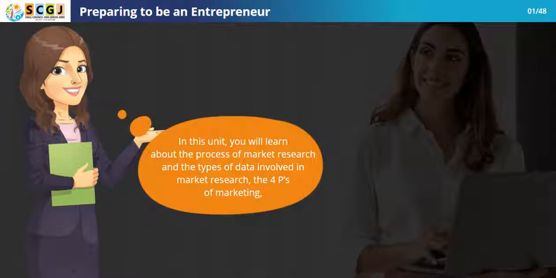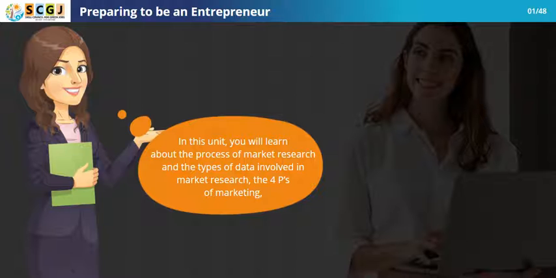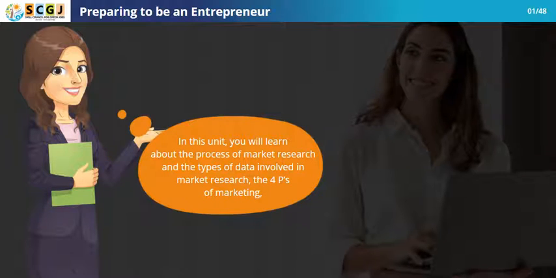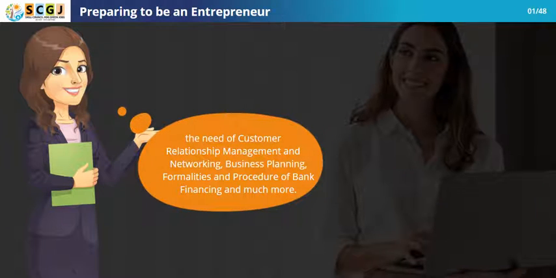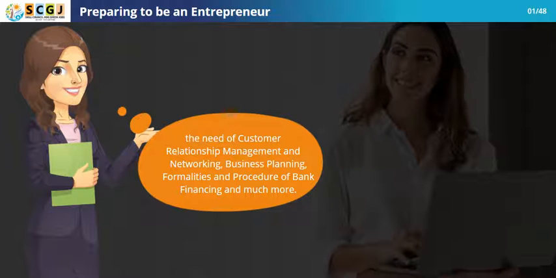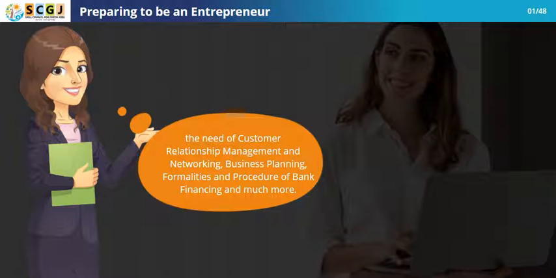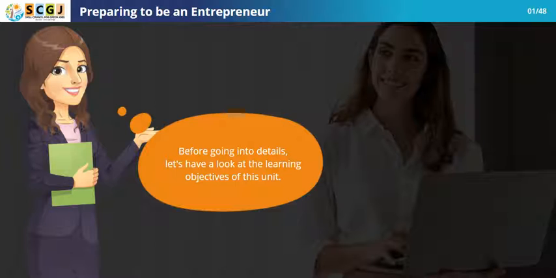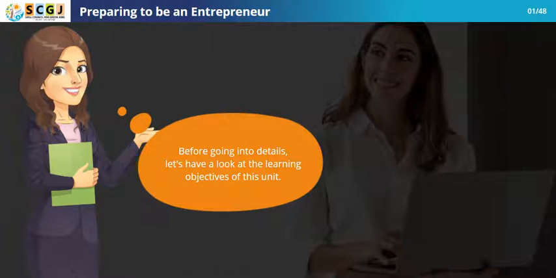In this unit, you will learn about the process of market research and the types of data involved in market research, the 4 P's of marketing, the need of customer relationship management and networking, business planning, formalities and procedure of bank financing, and much more. Before going into details, let's have a look at the learning objectives of this unit.